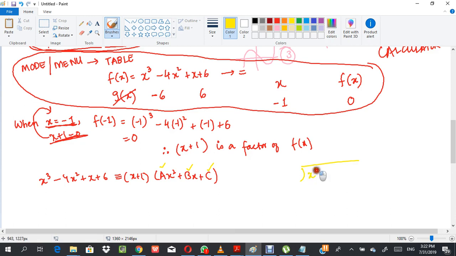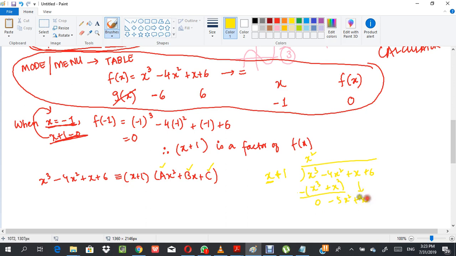So I have x cubed, take away 4x squared, add x, add 6, divided by x plus 1. First we have to get rid of this x cubed. This can be done by multiplying this x with x squared, and then multiplying this x squared by the whole of the divisor. So we have x cubed, add x squared, let's subtract. Here we have 0, here we have -5x squared.